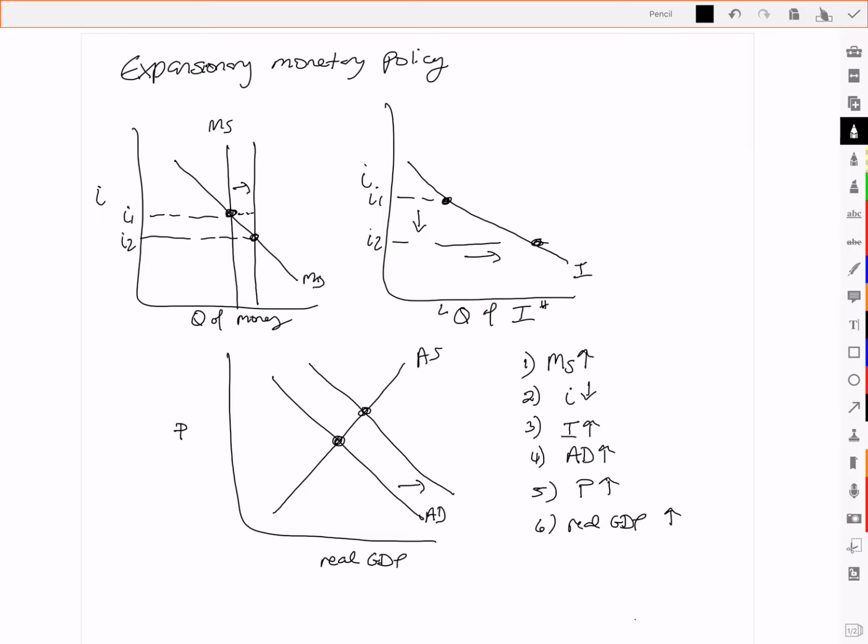So when might you want to use expansionary monetary policy? Well, if your economy is contracting, you're in a recession, then you can increase the money supply to grow the economy and get out of the recession.